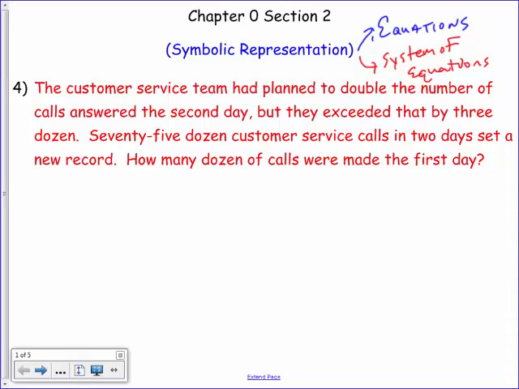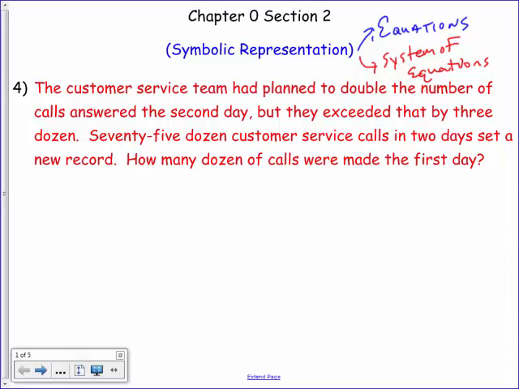It says the customer service team had planned to double the number of calls answered the second day, but they exceeded that by 3 dozen. 75 dozen customer service calls in 2 days set a new record. How many dozen calls were made the first day? Oh boy. Some of you might be able to look at that and think through it quickly and mentally, but for me, that is just too much information.